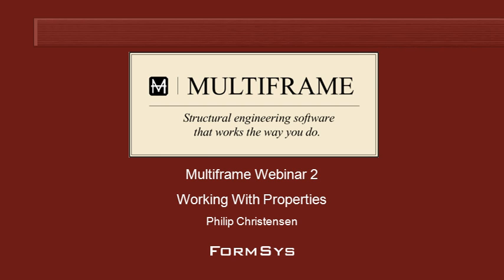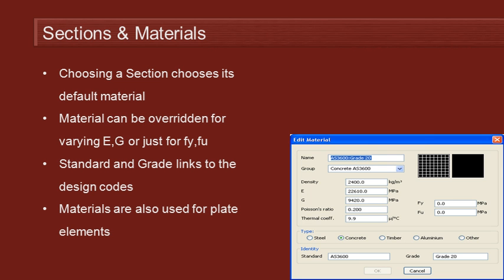The next member property that we're going to look at is setting our sections and our materials. Choosing the section is very straightforward. We just choose it by name from the list. Choosing a section automatically chooses the default material that's associated with it in the library. If you want to, you can override that material.